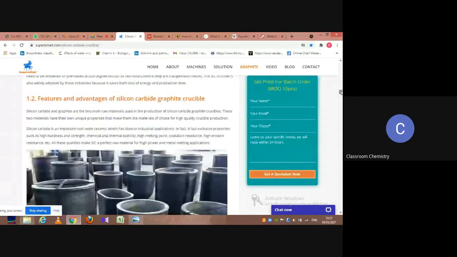Here are the features and advantages of silicon carbide graphite crucibles. काय काय advantage आहे? For example, silicon carbide and graphite are the two main raw materials used in the production of the silicon carbide graphite crucibles.